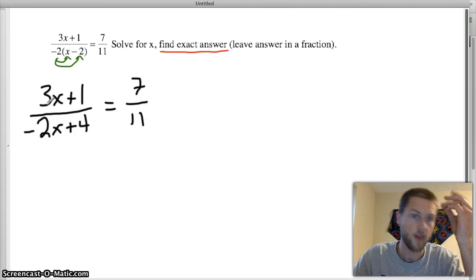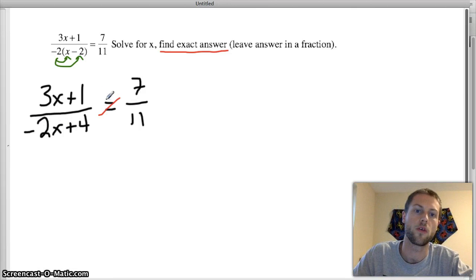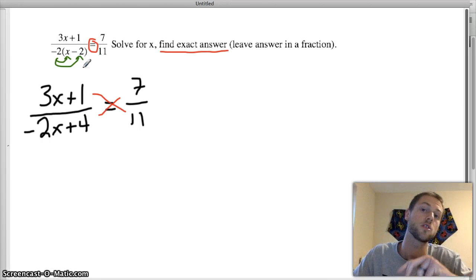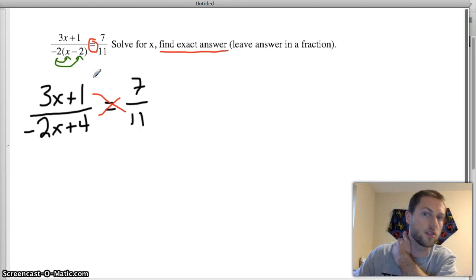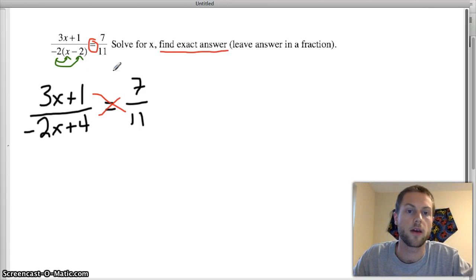All right, so now that I have expanded this, I can cross multiply: the top of the right to the bottom of the left, and the bottom of the right to the top of the left. Now remember, you can only cross multiply when you have two fractions equaling each other. If that was a multiplication sign or an addition sign or subtraction sign or anything like that, no dice. Only cross multiply when you have two fractions or ratios equal to one another.